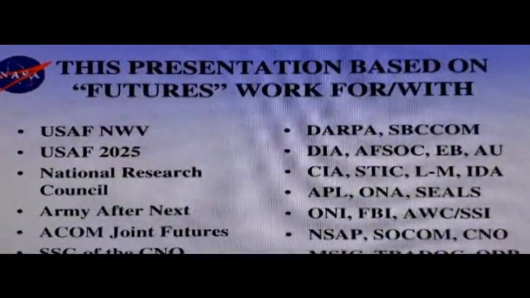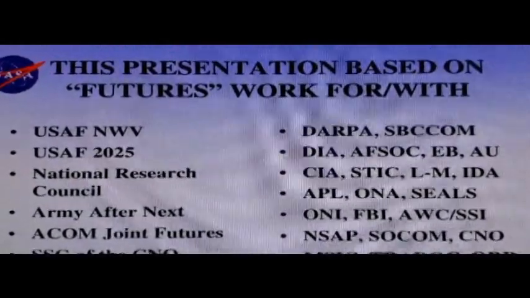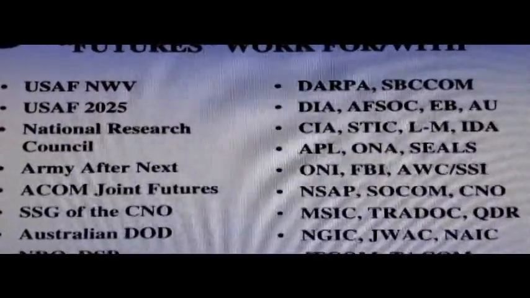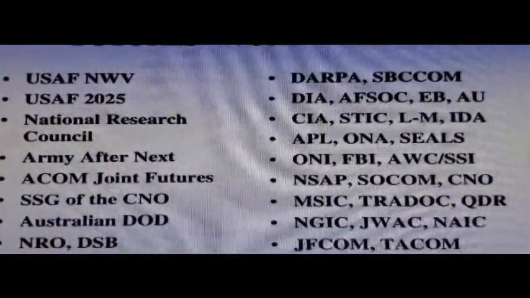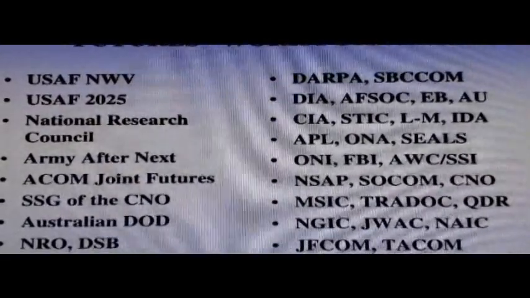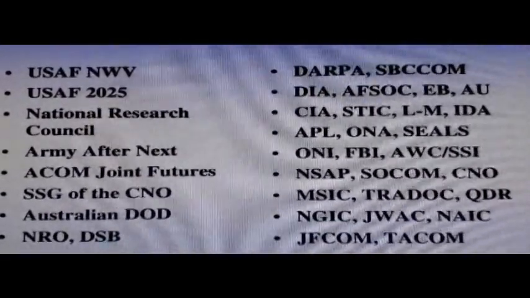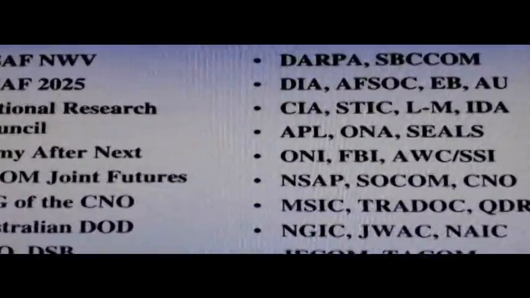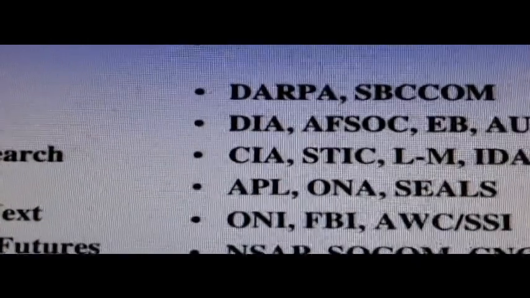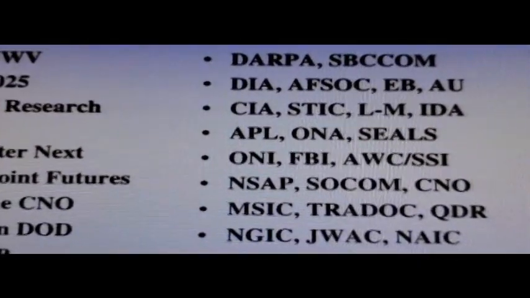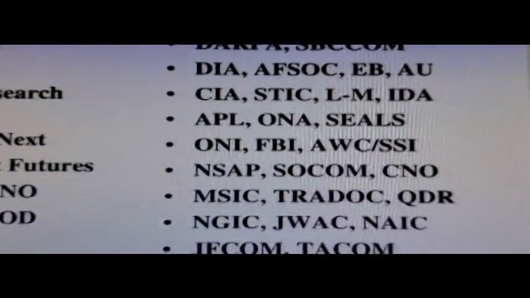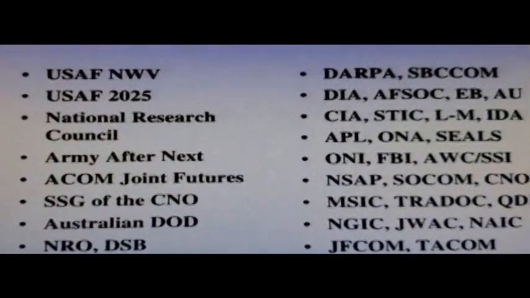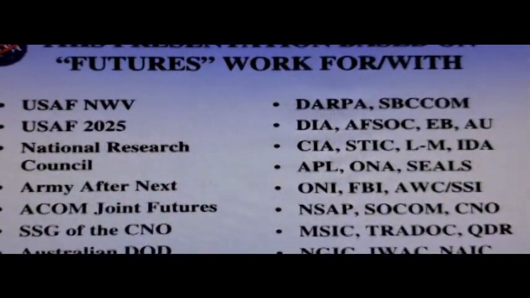So this says this presentation is based on futures work for and with... I'm just reading bits and pieces of this, but you've got USAF, the National Research Council, Army After Next, whatever that is, and DARPA, where I've read about a patent they have to spray a vector of virus all over. You've got a lot of the military stuff in here. I'll give you all the links so you can read this yourself.